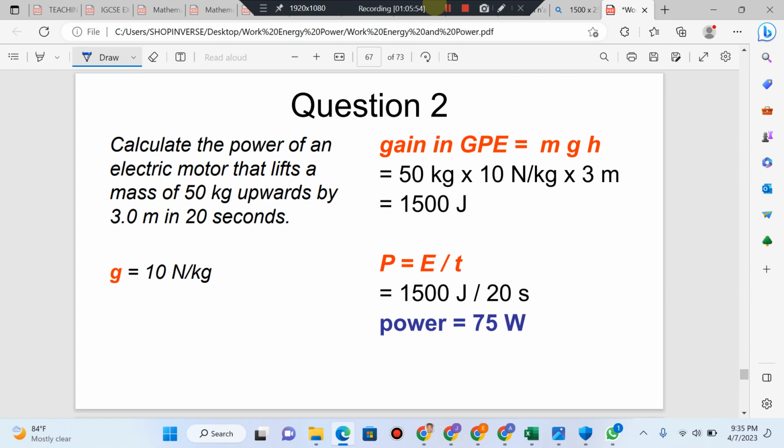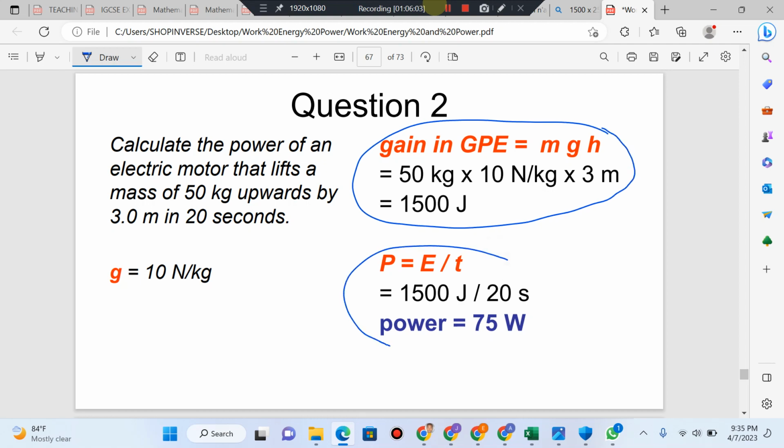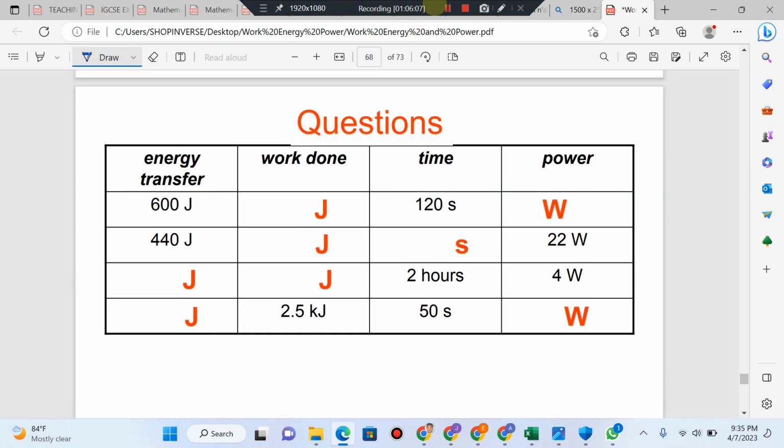Let us solve the next question. You can proceed by calculating the gravitational potential energy first, and then you divide energy by the time. You end up getting the same answer. Now, this is a classwork for you. This is your exercise.